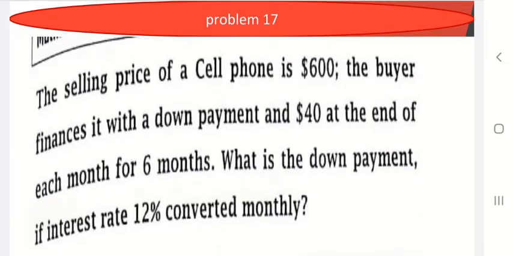Another problem. The selling price of a cell phone is $600. The buyer finances it with a down payment and $40 at the end of each month for 6 months. What's the down payment if the interest rate is 12% converted monthly?